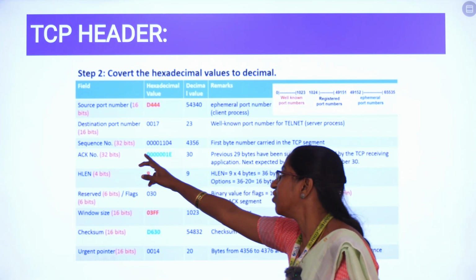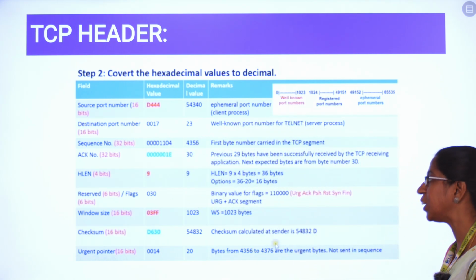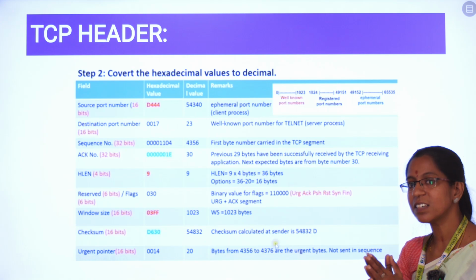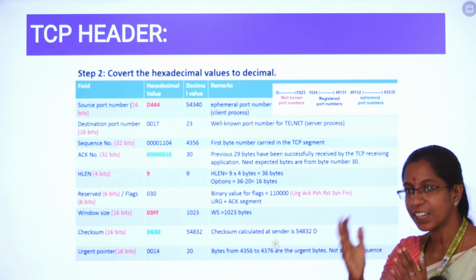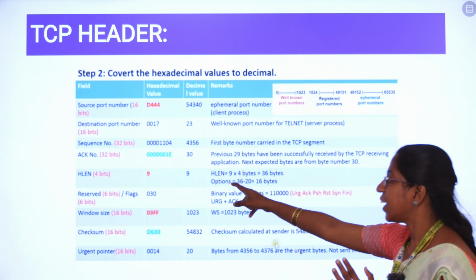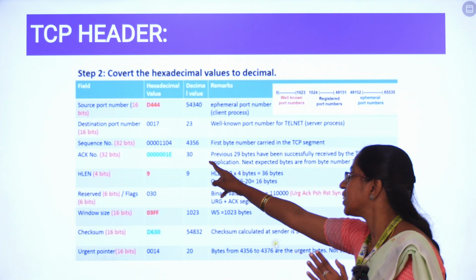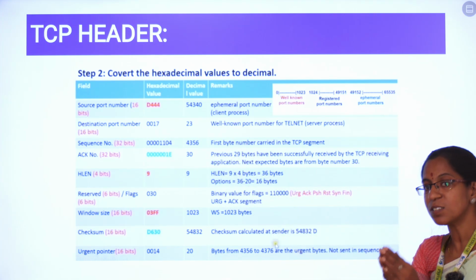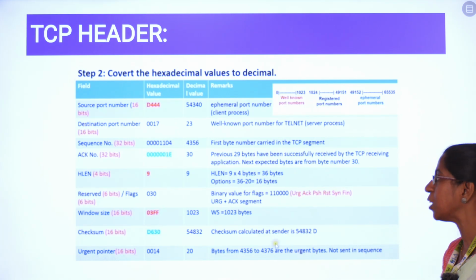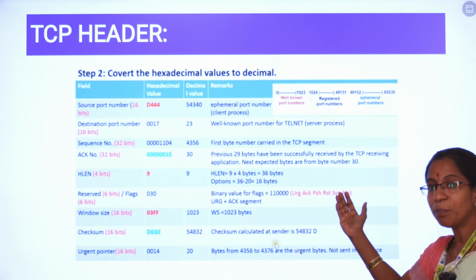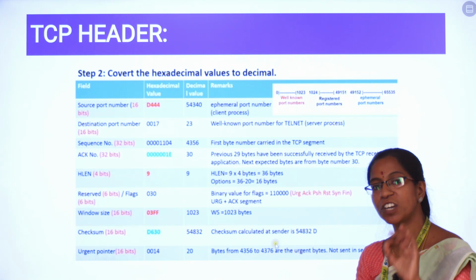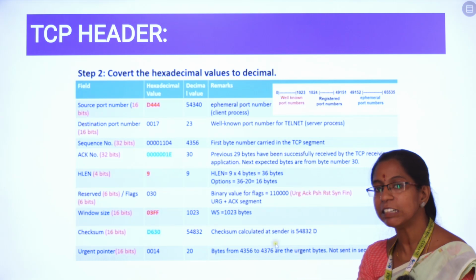Then the third field is the sequence number. It's 32-bit, with corresponding decimal value 4356. Sequence number means the first byte number carried in the TCP segment. The next field, acknowledgement number, has corresponding decimal value 30. What does this mean? The first 29 bytes have been successfully received by TCP. The next expected bytes are from byte number 30. So 30 means I already received 29 bytes successfully, and now I am waiting for the 30th byte.